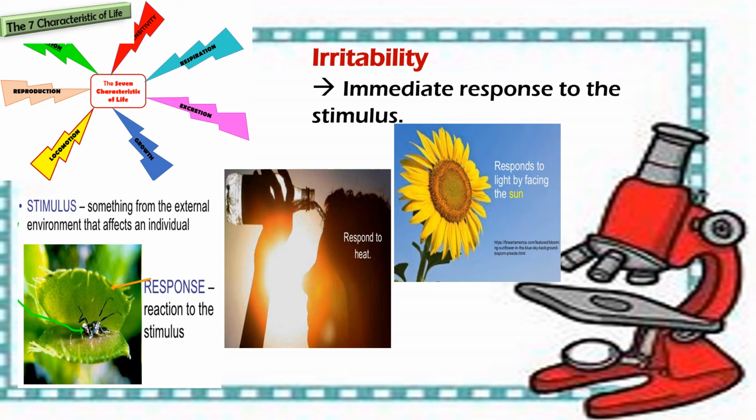Now, you have here an example. The plant. A plant responds to light by facing the sun. If you go back, how a plant survives is through photosynthesis, right? So where does the plant get energy? Of course, it is from the sun. Now, how about this picture in the middle? A man pouring water on his forehead because he feels hot. What do you usually do if you feel hot? Sometimes you splash water on your face, or you drink water because your body feels heat. So the stimulus there is the heat, and your response to the stimulus is that you drink water or splash water on your body or face. Okay.